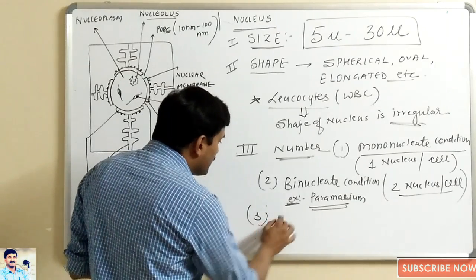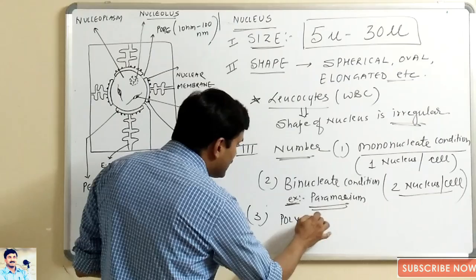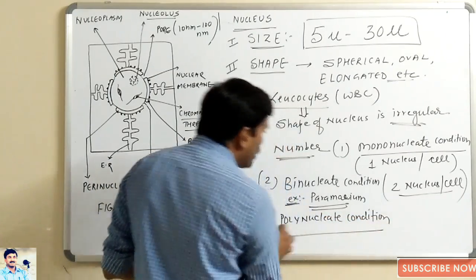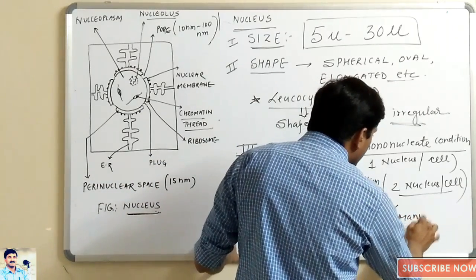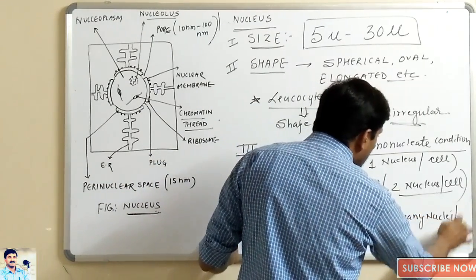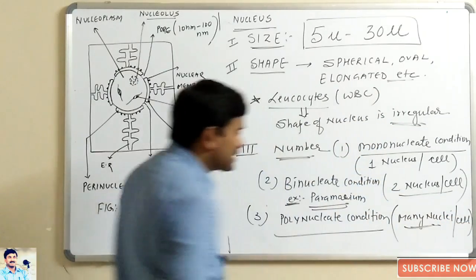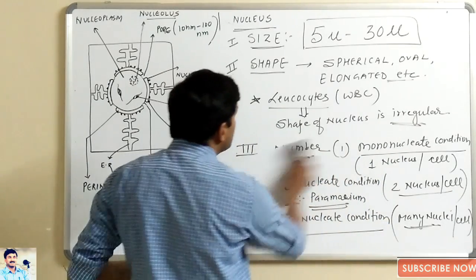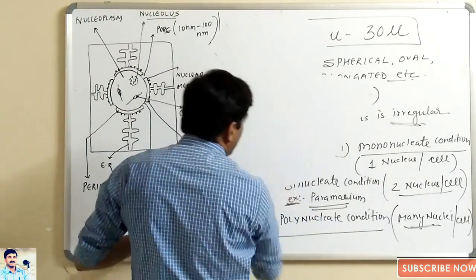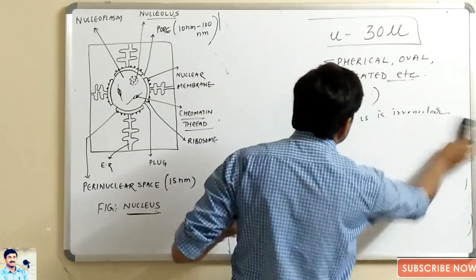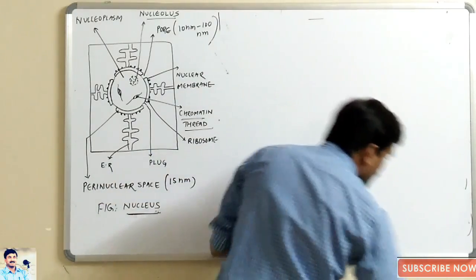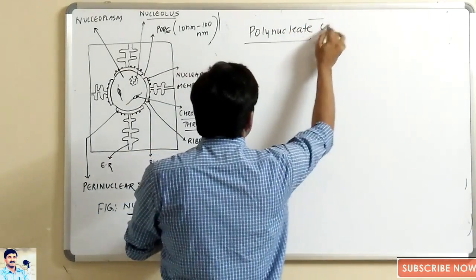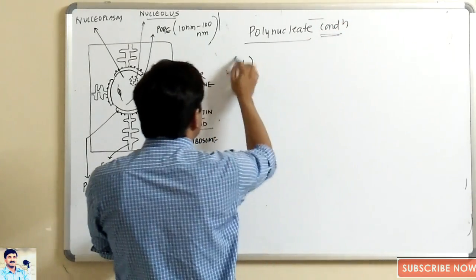But the very important thing is the polynucleate condition. What is the polynucleate condition? Polynucleate condition means many nuclei per cell. Now the question arises: how is this polynucleate condition generated, how is it produced? The polynucleate condition may be of 2 types. One is known as the syncytium.